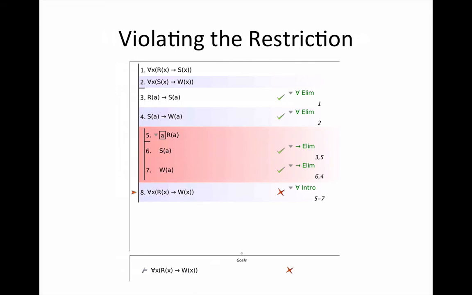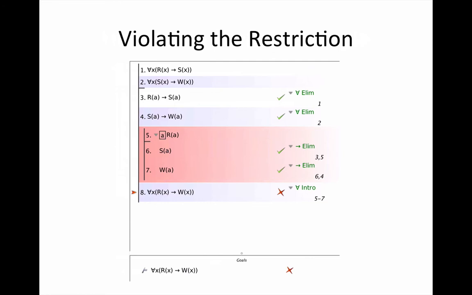I violate that restriction when, instead of setting up the universal intro subproof at line 3, I first eliminate the universals at lines 1 and 2, respectively, in lines 3 and 4. I'm asserting something about A that I don't actually know. Remember, A is my randomly, arbitrarily chosen name.